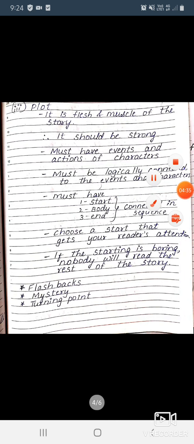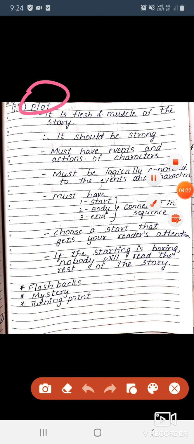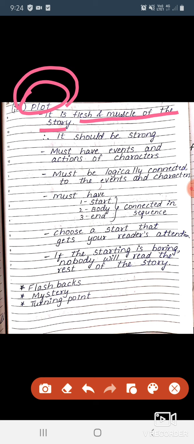The third key element is the plot, that means the story. It is the flesh and muscle of the story. Now, flesh and muscle of a human being makes the human being strong. Now, here, if the plot is strong, our story will appear strong.